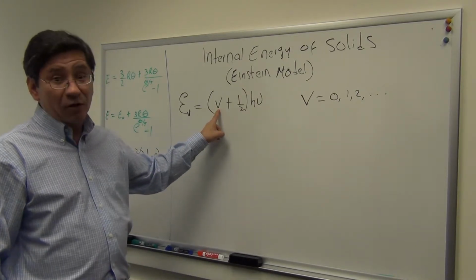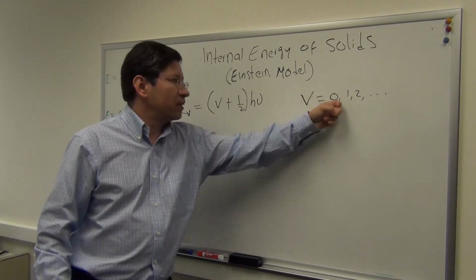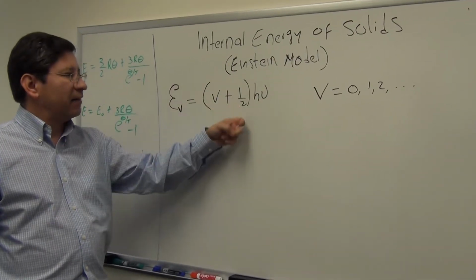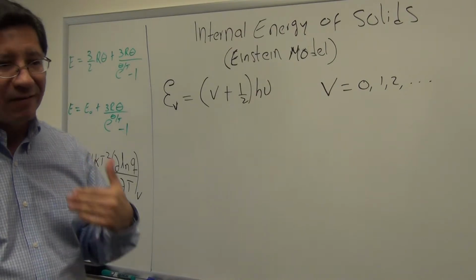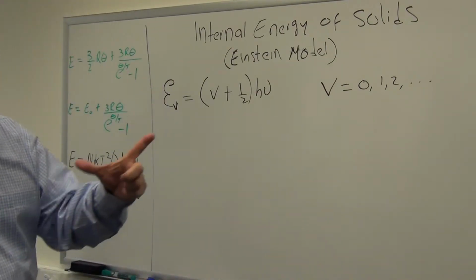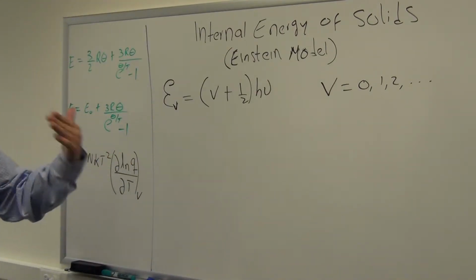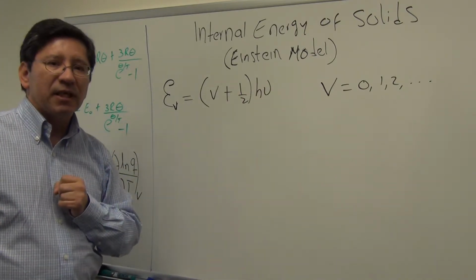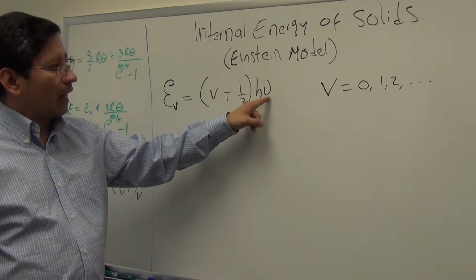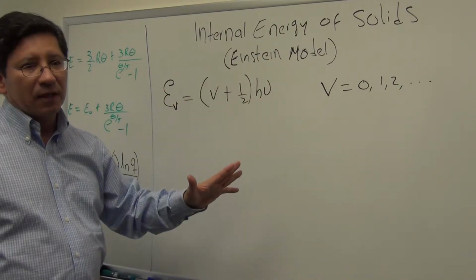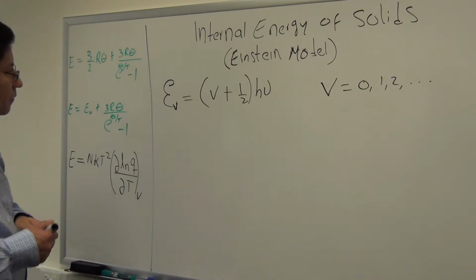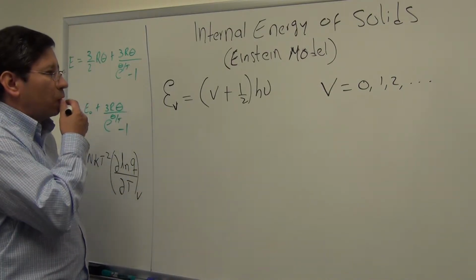So even at 0 Kelvin, or for V equals 0, the lowest energy is going to be half h nu. So even at 0 Kelvin, atoms are vibrating. They have vibrational energy. Nu is the frequency of the oscillation. That's what Einstein said for all atoms in the solid is going to be identical. Now, what can we do with it?